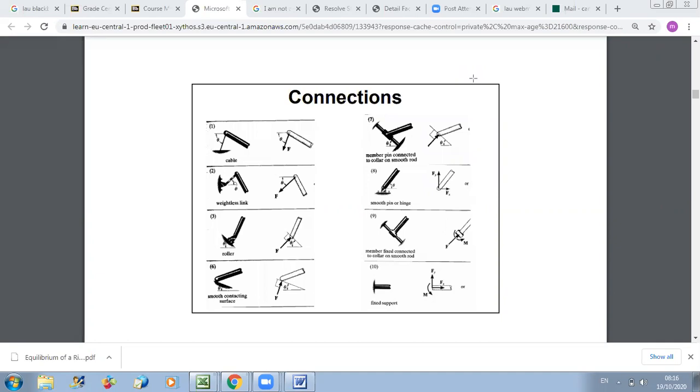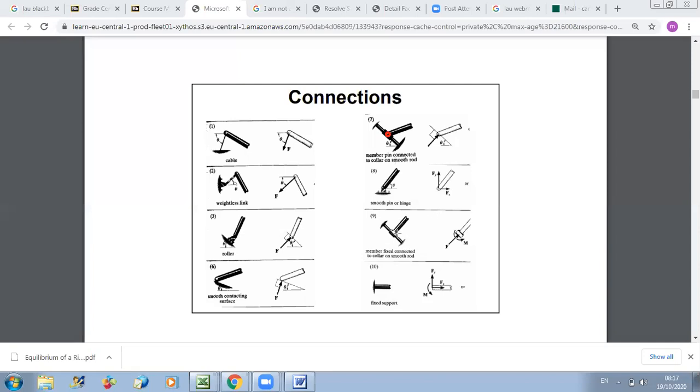Okay, for the pin, it's like you have a small screw here, so you can rotate about it. This is why when they say pin, it means that you can rotate about it. This is why it will not develop a resistance moment.